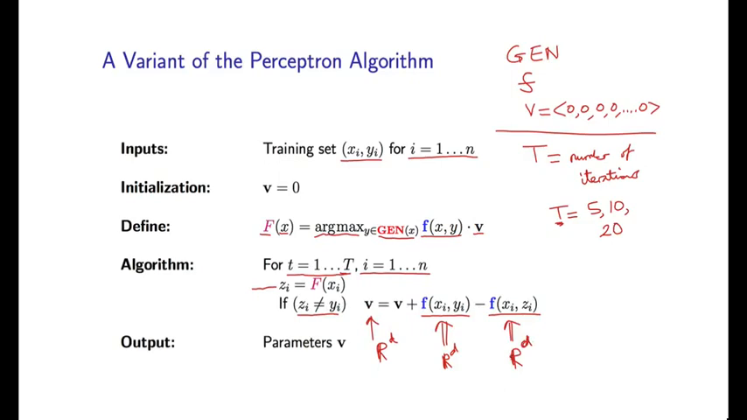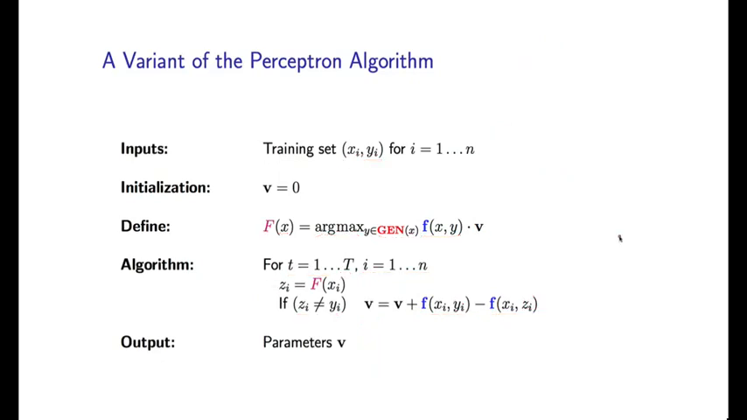Intuitively, what is going on here is that any features which are seen in the true candidate structure have their parameter value increased, whereas any features seen in the incorrectly proposed structure have their parameter values decreased. So this is kind of a reinforcing step which pushes up the parameter values for things seen in the truth and pushes down the parameter values for features seen in zi, which was the incorrectly produced structure. So that is the perceptron algorithm.